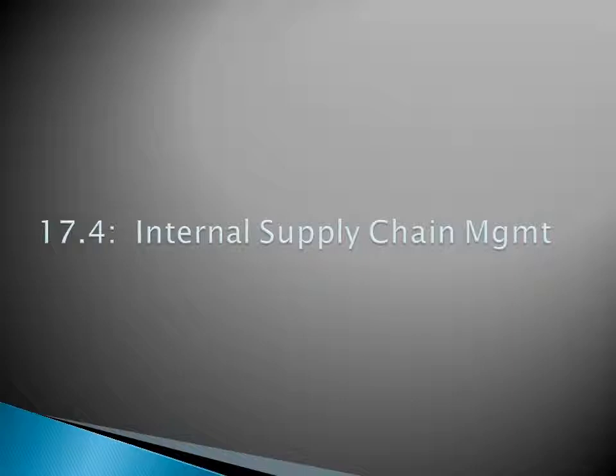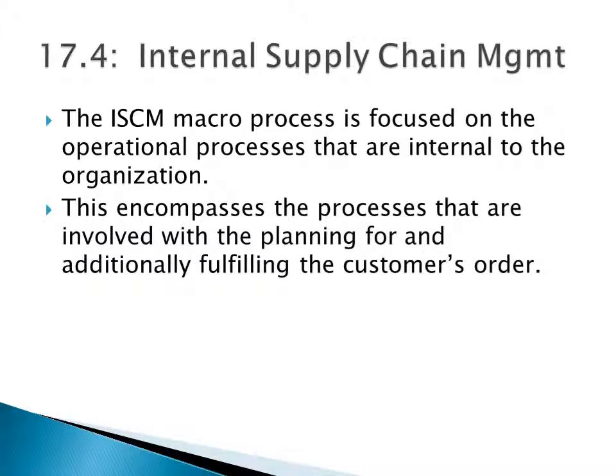Internal supply chain management, 17.4. The internal supply chain management macro process is focused on the operational processes that are internal to the organization. This encompasses the processes that are involved with planning and then additionally fulfilling the customer's order.